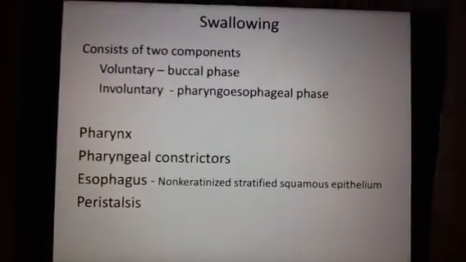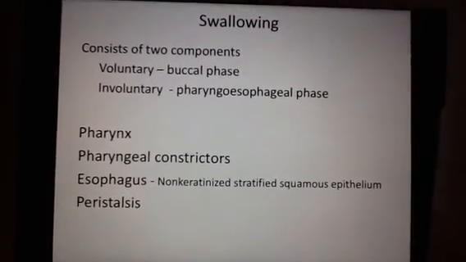So in our next video, we will get into the details of the stomach.